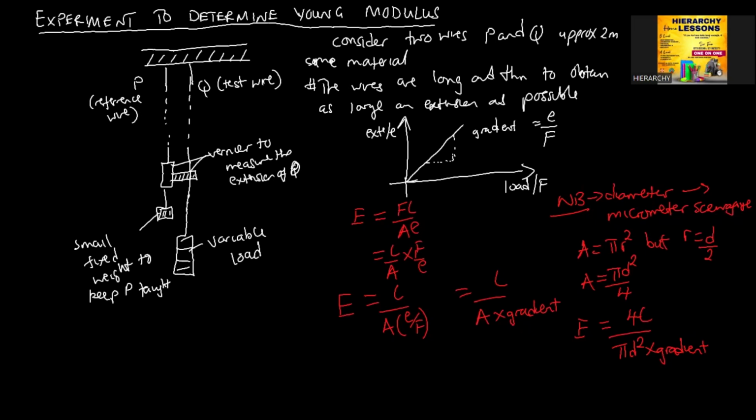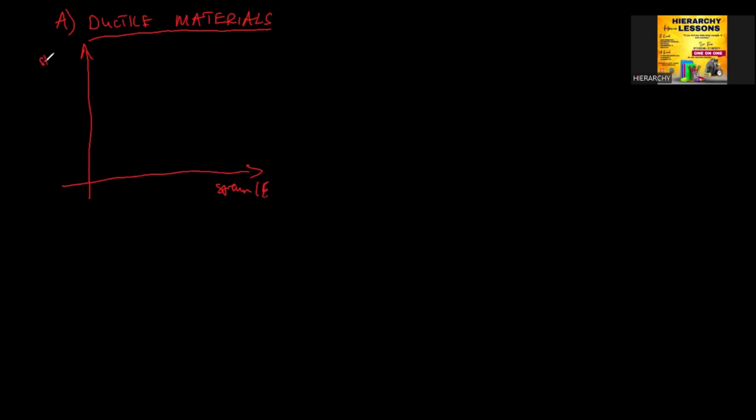We now want to look at graphs of stress strain of different materials, and how they behave under stress. First of all, we're going to look at ductile materials. The graph is like this: for ductile materials, we have strain on one axis and stress in pascals on the other. So it's the stress strain graph.